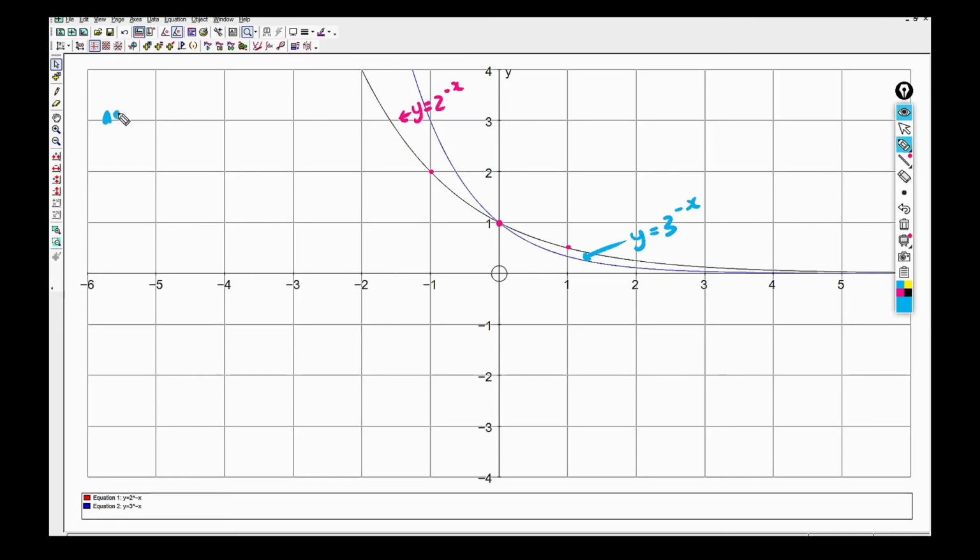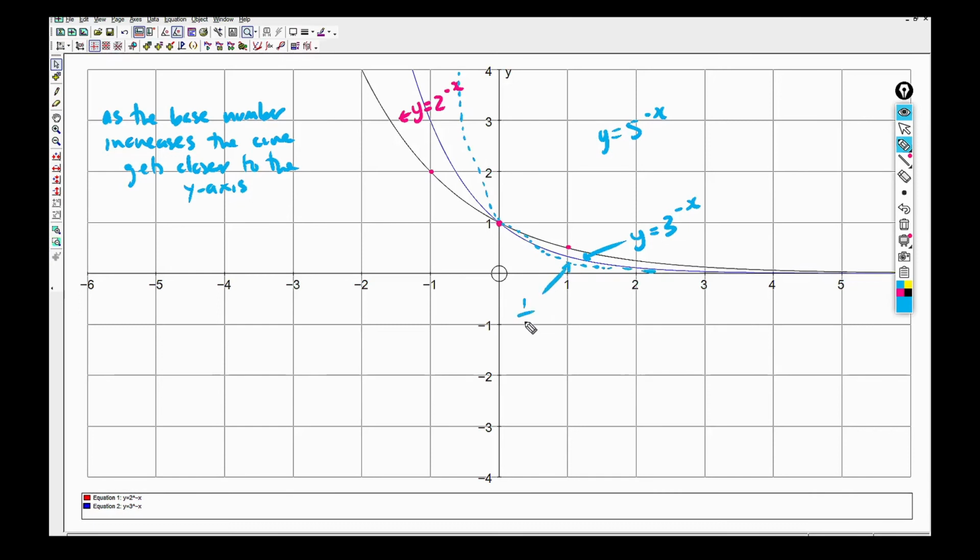So as the base number increases, the curve gets closer to the y-axis. So again, you would expect y equals 5 to the power of minus x to be closer than 3 to the power of minus x, and again crossing at a similar value, where this point here would be at a fifth.